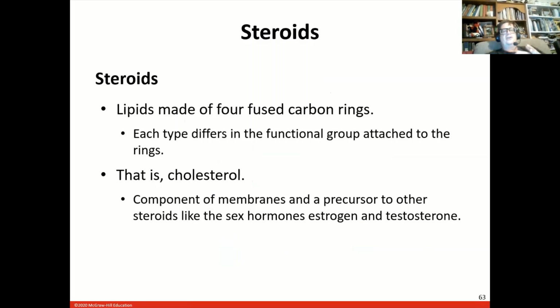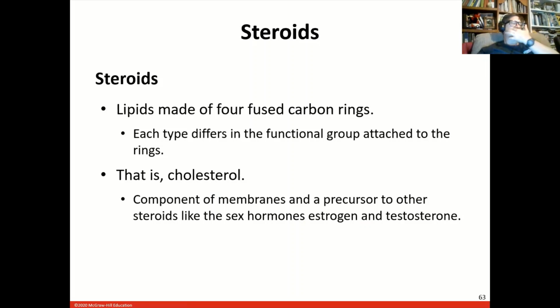All right, so steroids are lipids, normal lipids, water disliking, water hating lipids, water fearing, hydrophobic, made out of 4 rings of carbon. All right. And what you have attached to those rings determines what type of steroid you are, or sterol you are. Some are steroid hormones, some are things like cholesterol.